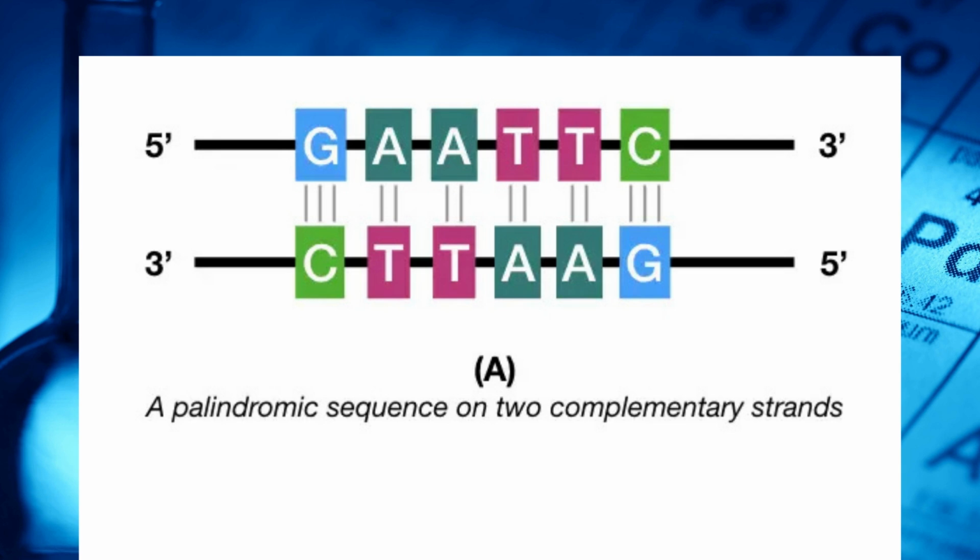But if we read both of them in the same direction, 5 prime to 3 prime, the first one is going to read GAATTC. The second one is also going to read GAATTC. So they are the same but different. When they go in the same direction, they are the same. When they are in the way they're supposed to be, like in DNA, they are different, because one is running from 5 prime to 3 prime, the other one is 3 to 5. So that is basically it on palindromic sequences.